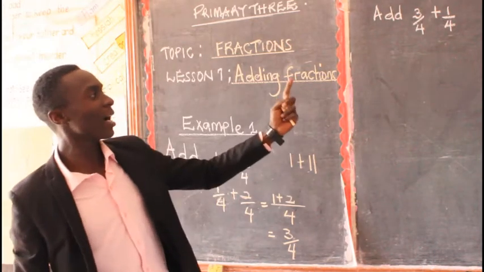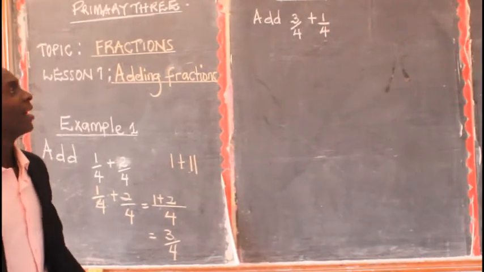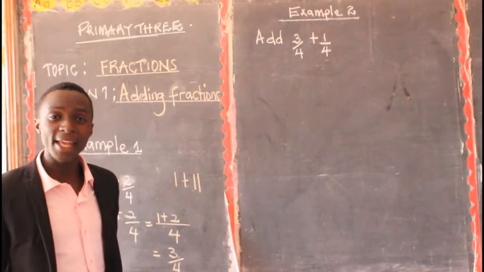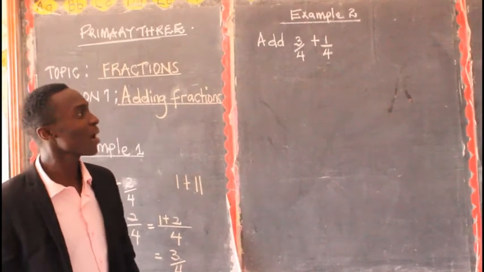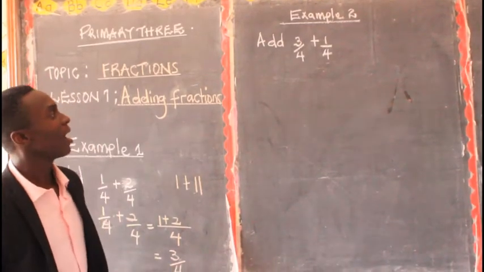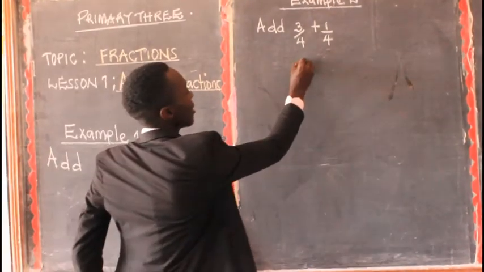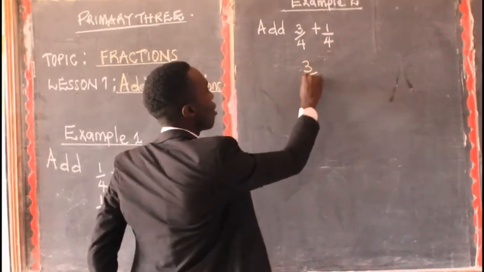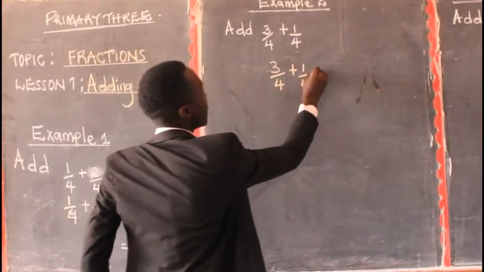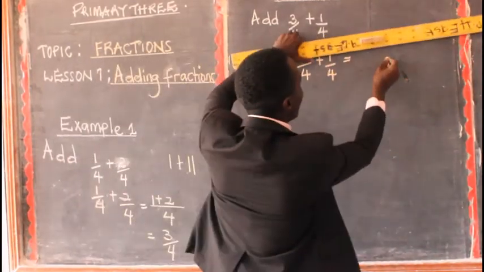Let us look at our example 2. Example 2 simply says add 3 out of 4. We can read 3 out of 4 as 3 quarters, plus 1 out of 4, which we can read as a quarter. So let us start. We say 3 out of 4 plus 1 out of 4. What do you get? You put your equal sign there. You draw your line.